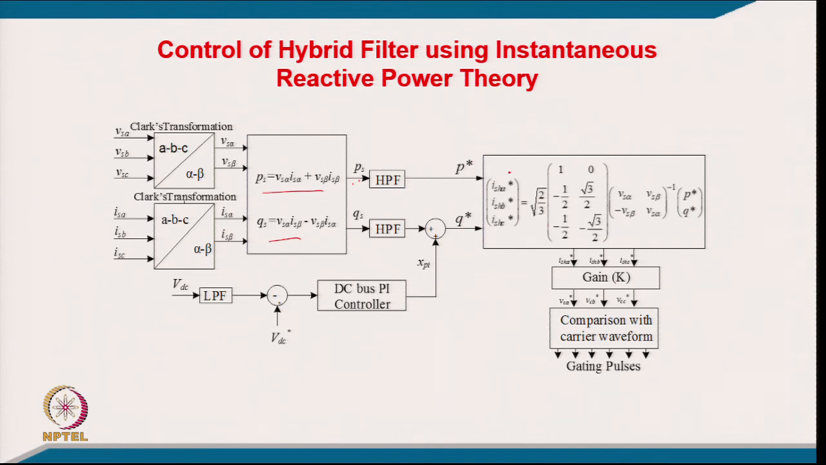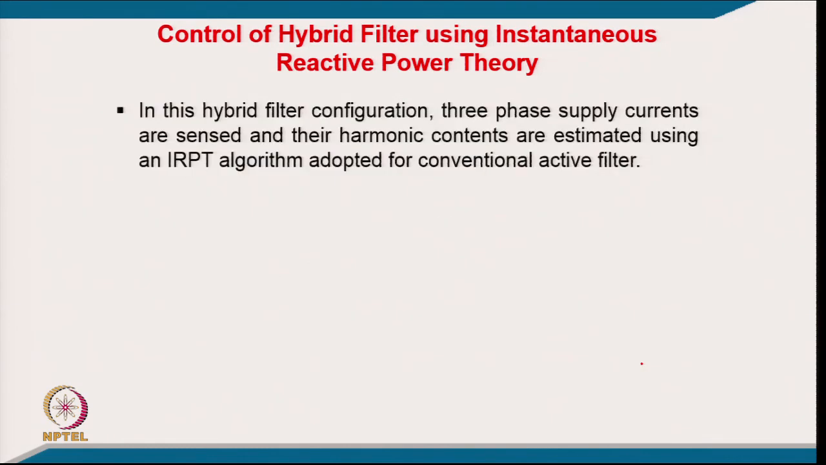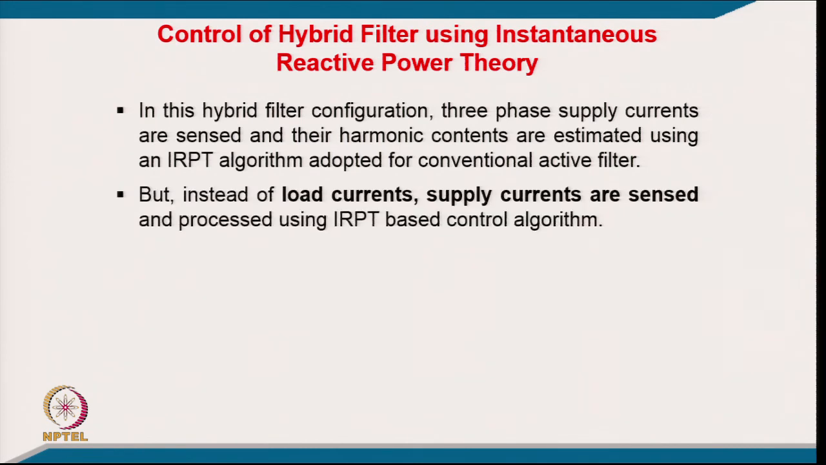Once we know PQ, we can calculate the supply harmonic current, and from this sensing, with the gain, we are able to inject the voltage in series with this kind of passive filter. So, that becomes a very simple control. In this hybrid filter configuration, 3-phase supply currents are sensed and their harmonic currents are estimated using the IRPT algorithm adopted for the conventional active filter.